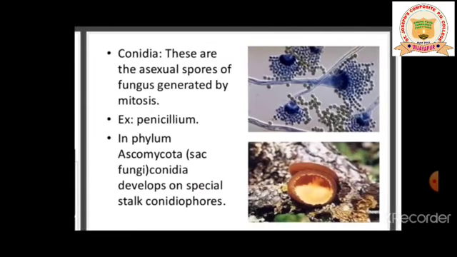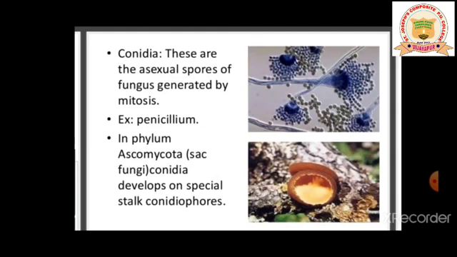Let me proceed to the next one, that is conidia. Conidia are the asexual spores of fungi generated by mitosis. And the example is penicillium. These are the questions which are going to come in the theory part for the 1 mark questions. They may ask you what are clones, what are zoospores, or what are conidia, or give examples for an asexual reproductive structure, for which you are supposed to give the example penicillium.